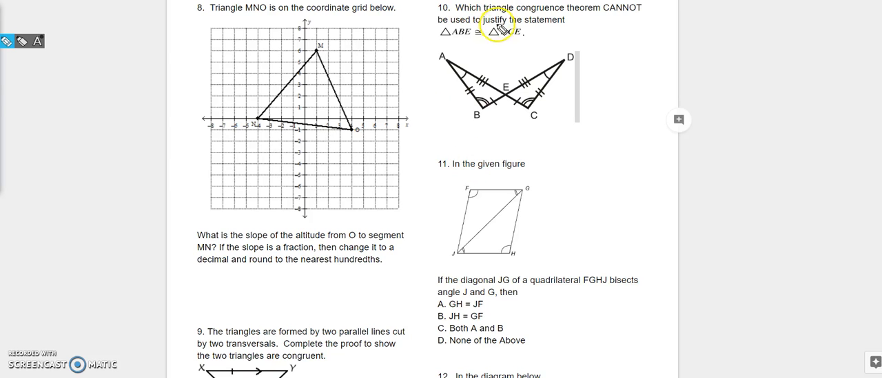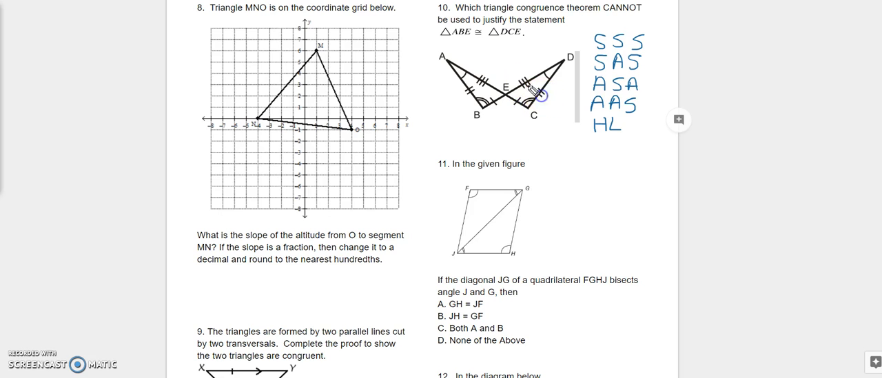Okay, number 10. Which triangle congruence theorem cannot be used to justify the statement? All right, so let's look at them. We have side, side, side; side, angle, side; angle, side, angle; angle, angle, side; and hypotenuse leg. So let's go through each one systematically.